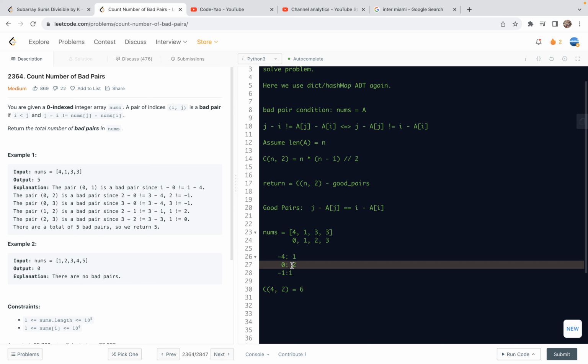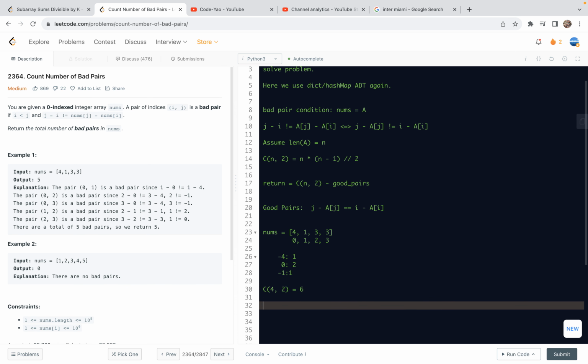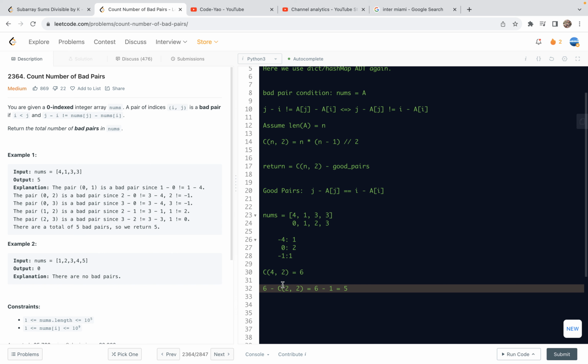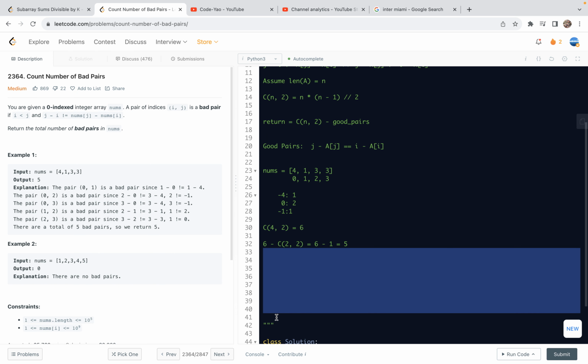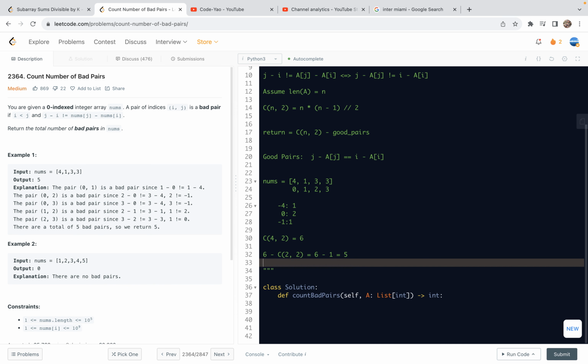It corresponds to 1 pair. So in other words, we want to minus this. We use 6, the total, minus C2, choose 2. That is 1. So we get 6 minus 1 equals 5. So this actually also finishes the analysis for example 1, or finishes the digest for example 1.